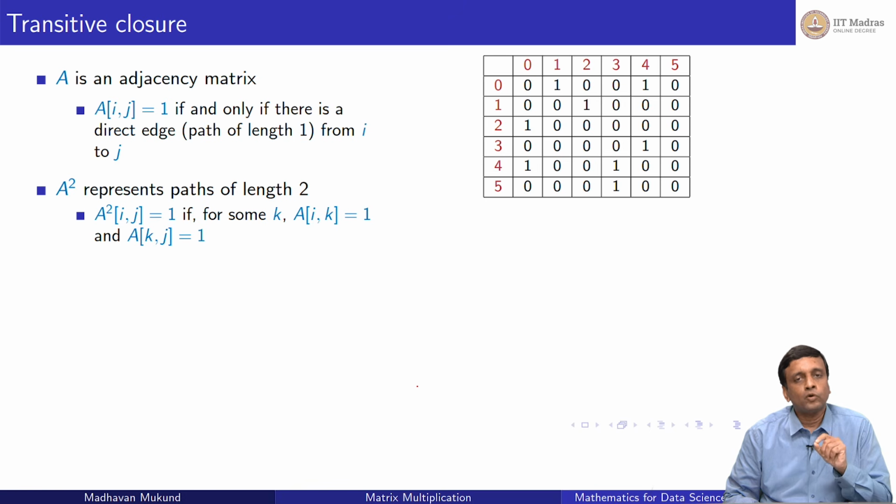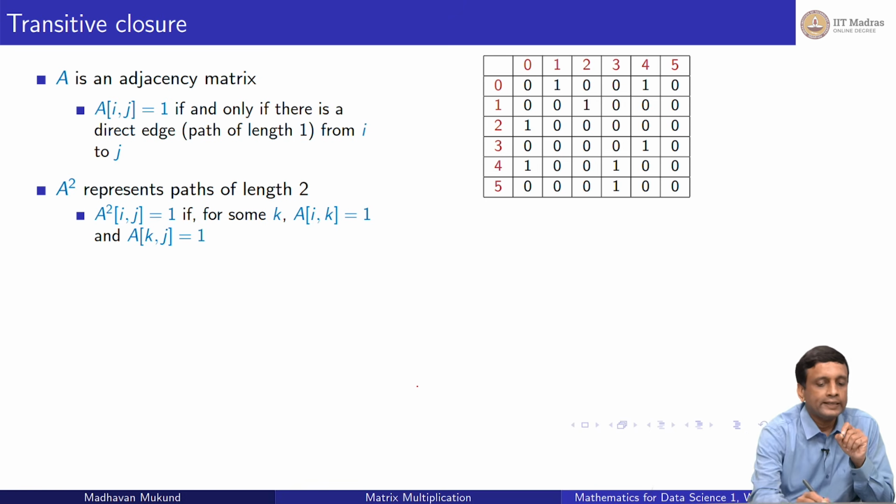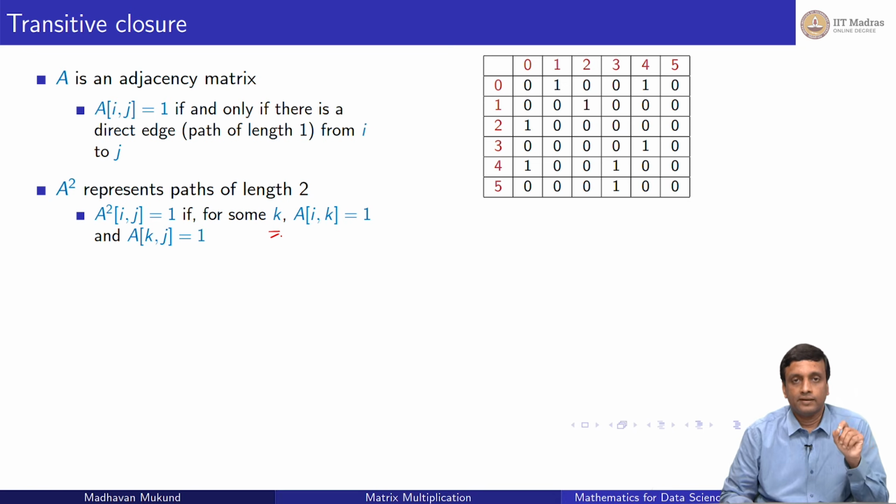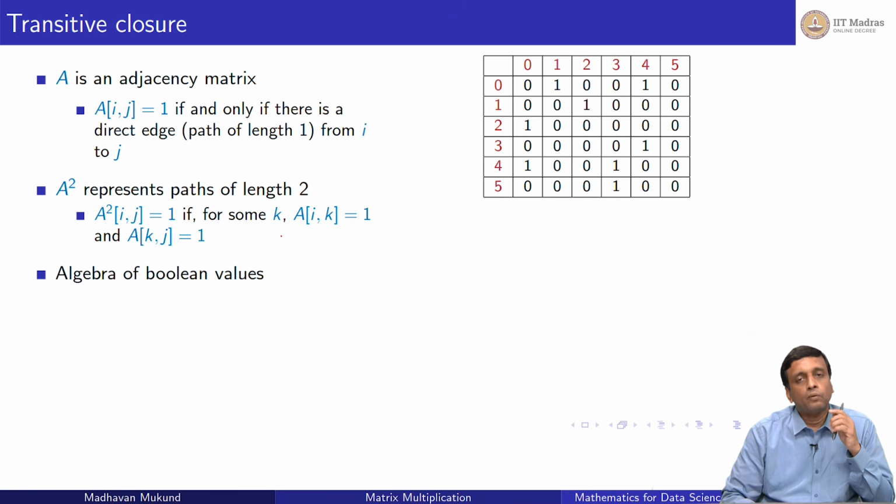And we said that if you want to go from i to j in 2 steps, that means there must be an intermediate vertex, and we call that k. So there must be some k such that I go from i to k and then I go from k to j. Right? So that was our A squared. So now how do we put this in the framework of matrix multiplication? That's what we are trying to do.